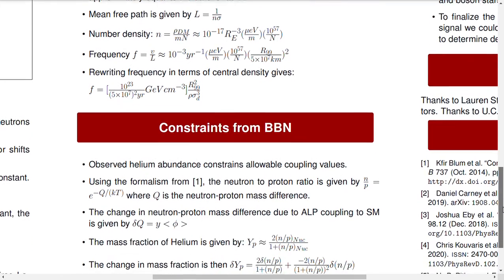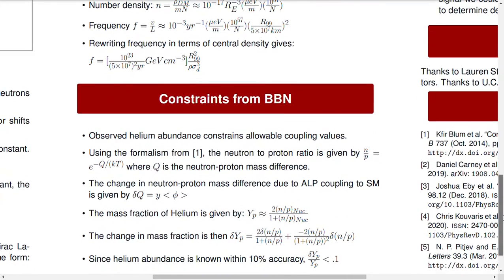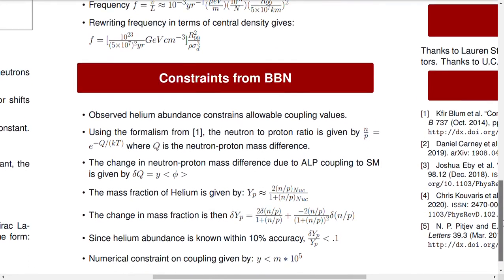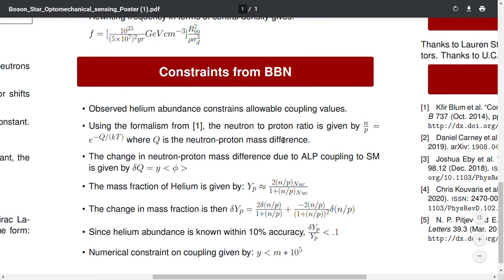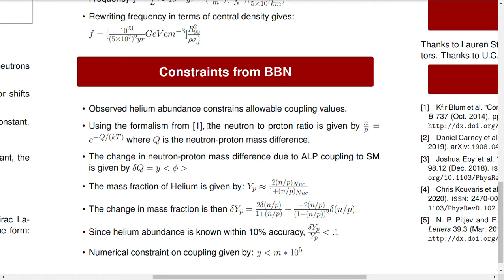One constraint on the allowable coupling values comes from Big Bang nucleosynthesis, which is essentially a calculation which predicts the abundance of helium relative to hydrogen to a very high degree of accuracy. In this calculation, we assume that the neutron to proton ratio is equal to this equation here, where Q is the neutron-proton mass difference, and then the change in neutron-proton mass difference due to ALP coupling to the standard model is equal to this equation shown here.